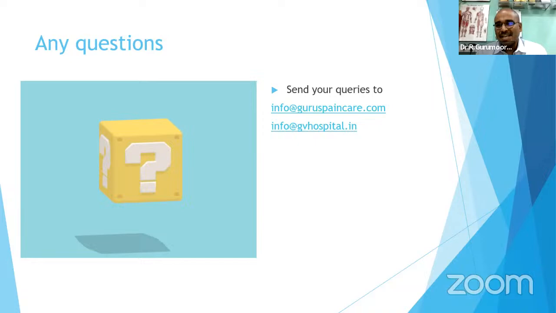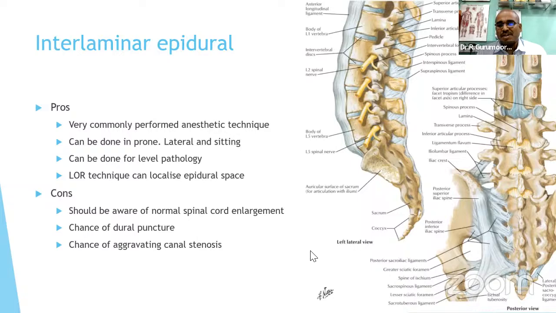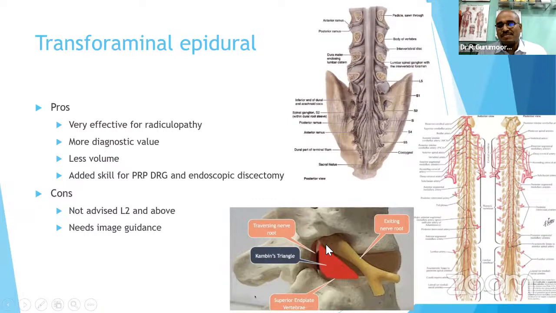You mentioned Kambin's triangle and the subpedicular approach. Can you emphasize why you prefer Kambin's triangle always? I think I missed that slide. If you look at this slide, this is your transforamen. You divide this into three parts, upper one third, middle, and lower one third, from cranial to caudal.